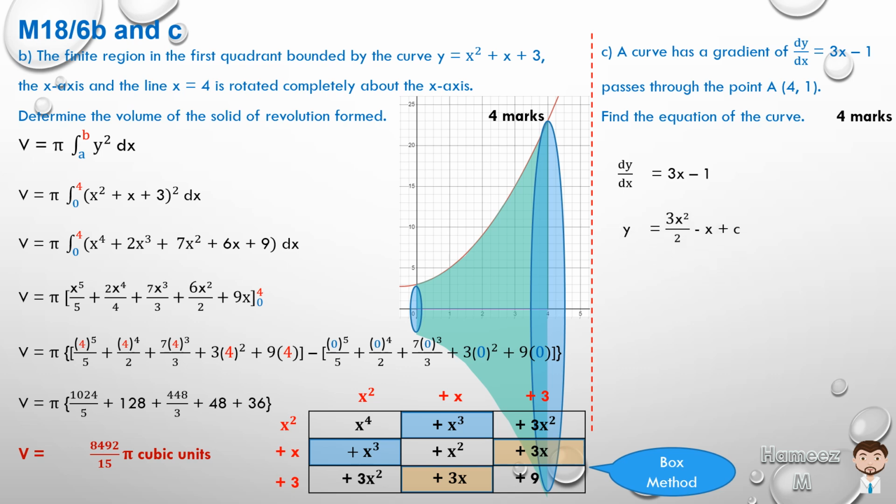So the left-hand side will give us y, and the right-hand side will give us 3x squared over 2 minus x plus c. And at the point A, we know x is 4 and y is 1, so we can substitute and find c. So 1 is equal to 3 by 4 squared all over 2 minus 4 plus c. And 4 squared is 16, 2 into 16 is 8, 8 3s are 24, 24 minus 4 is 20. So we can carry that across, 1 minus 20 is minus 19, which is equal to c, the constant of integration. So the equation for this particular curve is y is equal to 3x squared over 2 minus x minus 19.